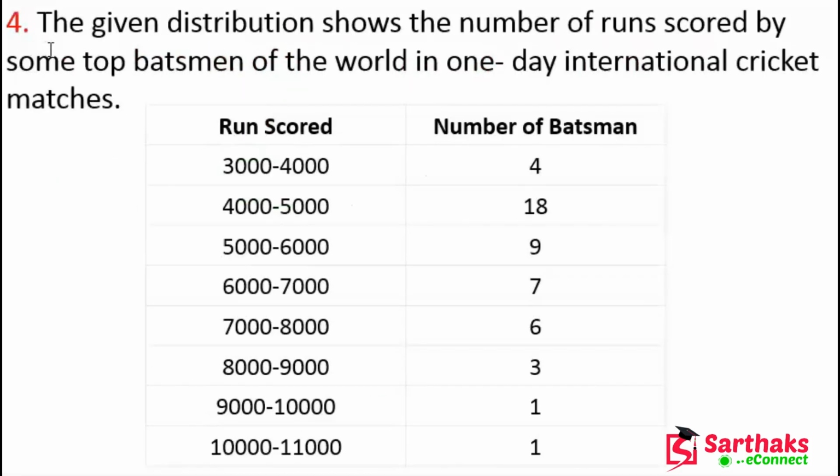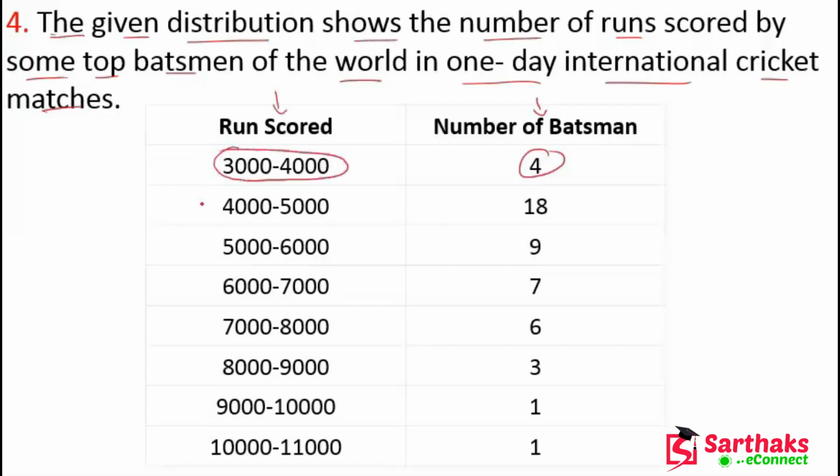Yes, so question number 4 is: the given distribution shows the number of runs scored by some top batsmen of the world in one day international cricket matches. So now, my dear friends, we have runs scored and we have number of batsmen. So there are 4 batsmen having runs 3000 to 4000, and there are 18 batsmen having runs 4000 to 5000, and so on. I hope you get this point.